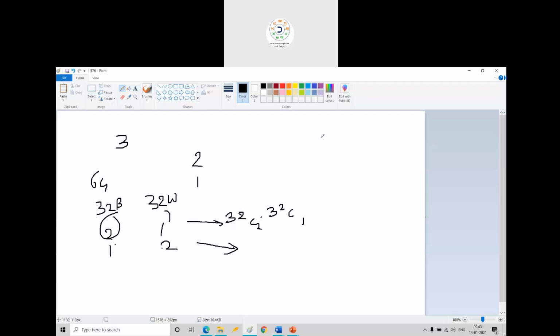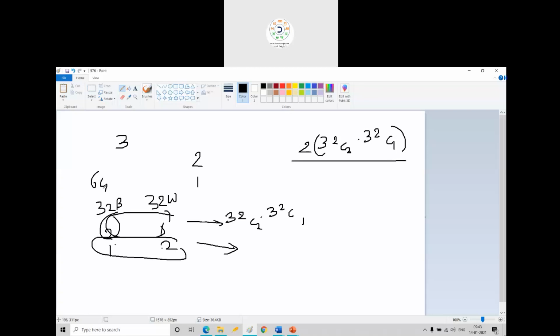So I can write the final answer as 32C2 into 32C1, like that 2 times, because this is one possibility and this is another possibility. So we will write 2 times, divided by the total number of ways. Totally we have to choose 3 boxes from 64, so 64C3.